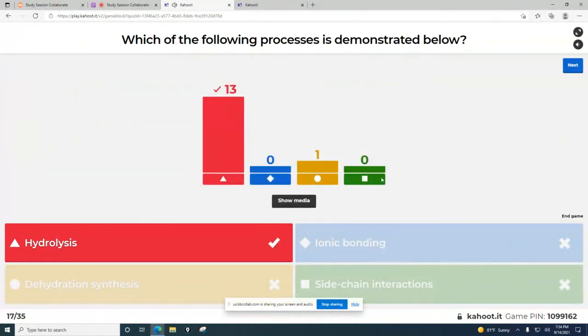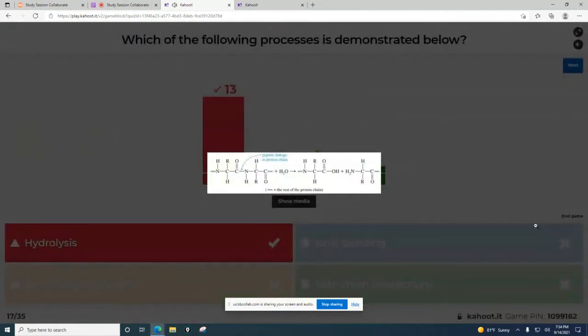Okay, yes, very good. So that is hydrolysis, and why it is hydrolysis. We have our polypeptide, and this just shows you a component of it. We're adding water and we're breaking it up into our amino acids. That process right there is hydrolysis, when we add water to something and we're breaking it up into smaller components.